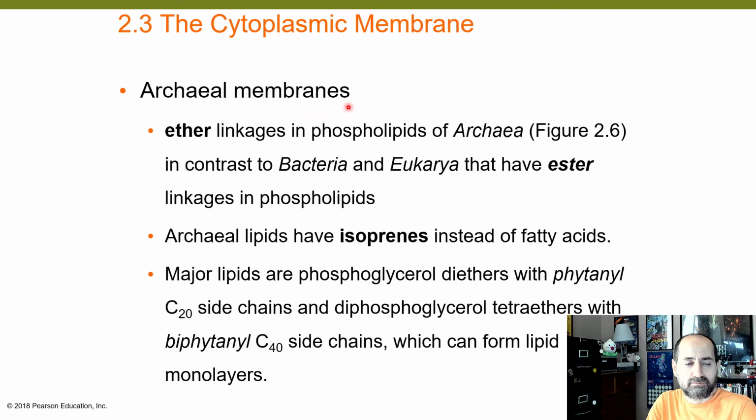What about archaeal membranes? Archaeal membranes have an ether linkage in the phospholipids, whereas remember that in bacteria and eukaryotes, there's an ester linkage in the phospholipids. Archaeal membranes also look a lot different. They have isoprenes instead of fatty acids. I'm going to show you what that looks like in a little bit. Major lipids are phosphoglycerol diethers with phenyl C20 side chains and diphosphoglycerol tetraethers with biphenyl C40 side chains, which can form lipid monolayers.